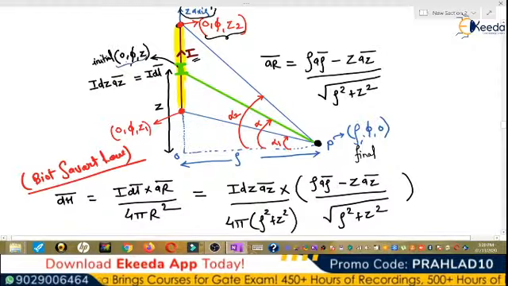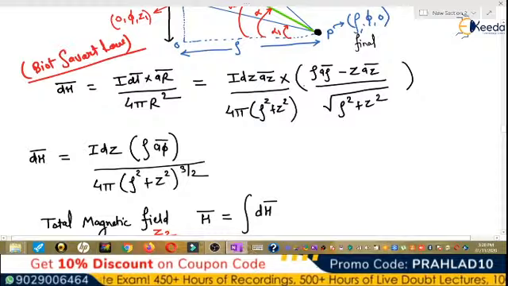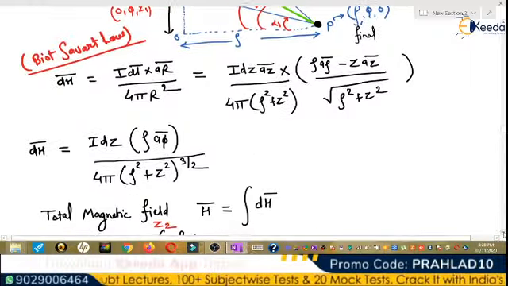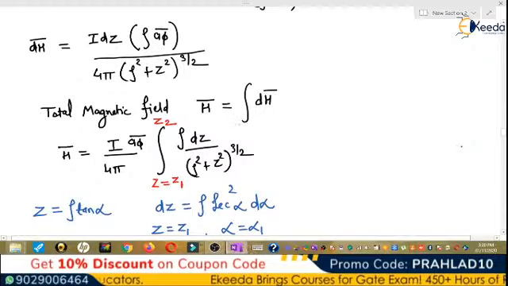So simply we will take the cross product with a_z. a_z cross a_rho is a_phi, and a_z cross a_z is 0. So I dz rho a_phi upon 4 pi (rho square plus z square) to the power of 3 by 2. So the total magnetic field H is equal to the integration of dH, so I upon 4 pi a_phi, limit z1 to z2, rho dz upon (rho square plus z square) to the power of 3 by 2.